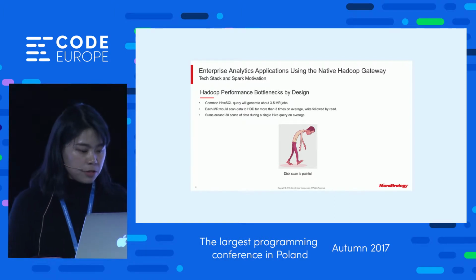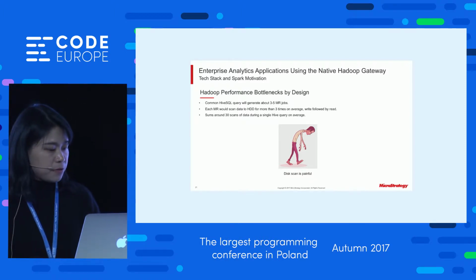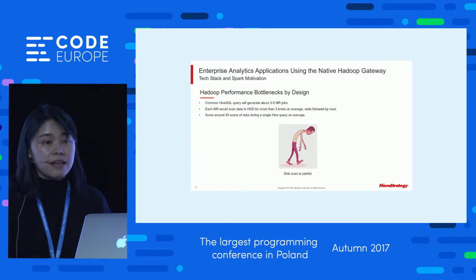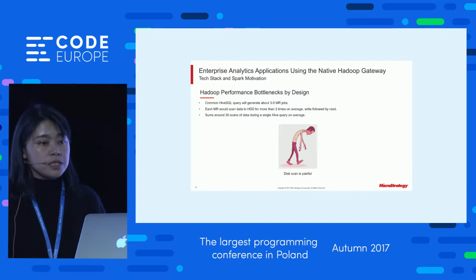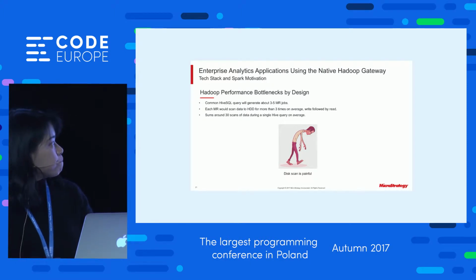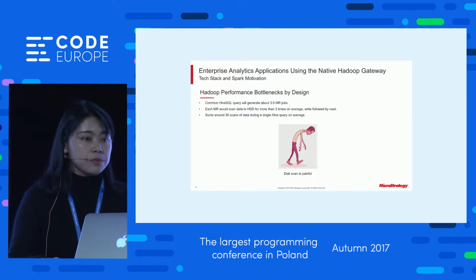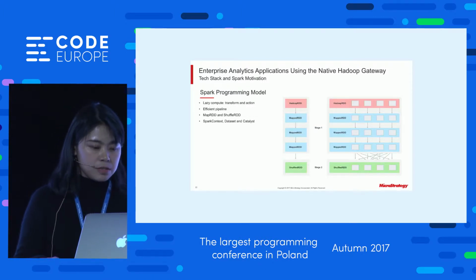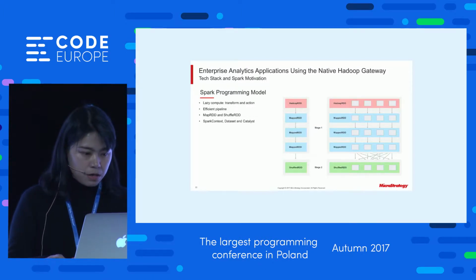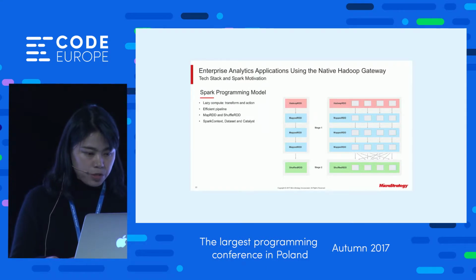And I'm going to talk a little about the Hadoop performance bottleneck, because they have a lot of disk scans. A typical Hive SQL query will be translated into 13 scans of the data while you process it. According to our statistics, that is the bottleneck, and it will slow down the performance. We want to skip that.